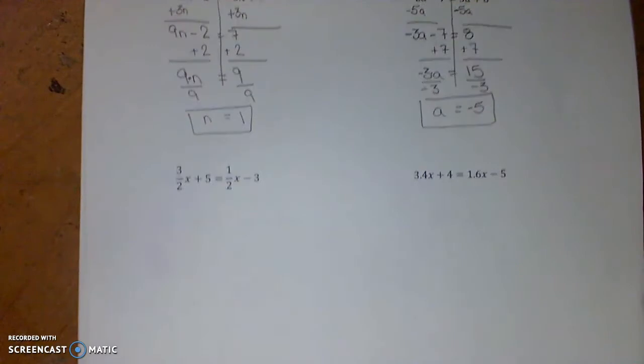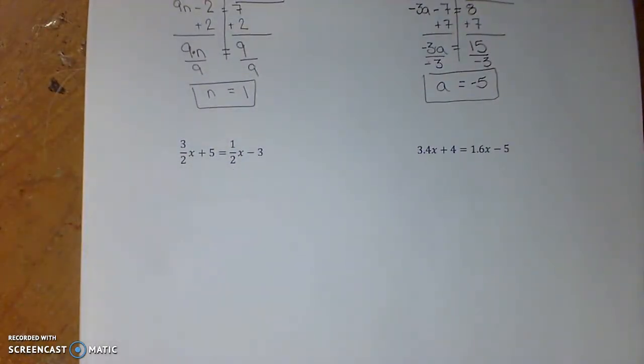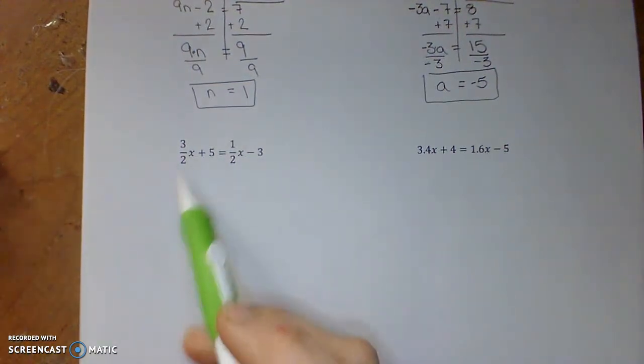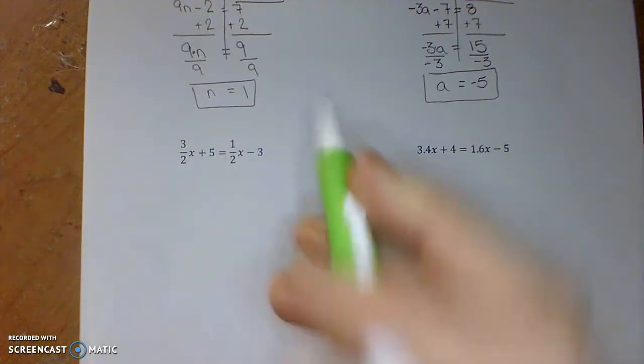So let's look at these more difficult ones where we have variables on both sides of our equation, and we might have fractions or decimals involved as well. This first example, 3 halves x plus 5 equals 1 half x minus 3.